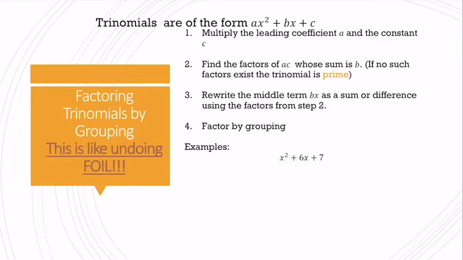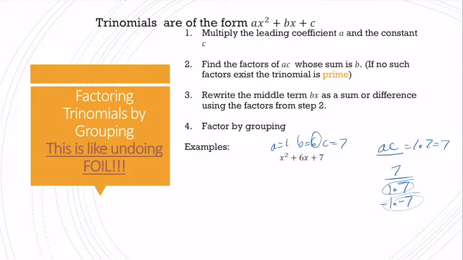So let's take x squared plus 6x plus 7. So a is 1, b is 6, c is 7. I need to find some factors of AC that add up to b. Well, what are some factors of 7? 7's a prime number, right? Its only factors are 1 and itself. Do either of these add up to 6? No, here we've got 8. Here we have negative 8.